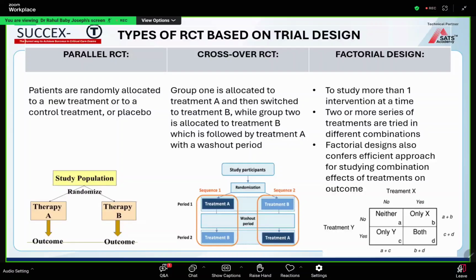This is mainly done for chronic conditions. And in factorial design, it's used to study more than one intervention at the same time. You have different combinations that are tried. Some groups get only one treatment. Some groups get neither of the treatments, and one group may get both the treatments. So it is an efficient approach for studying combination effects of the treatments and outcome.